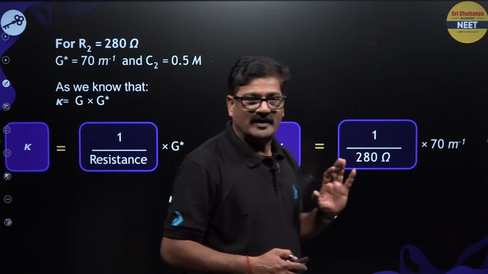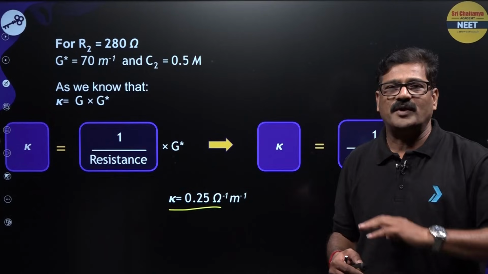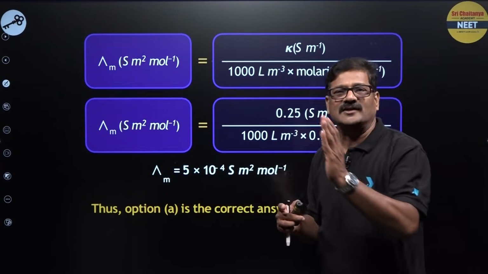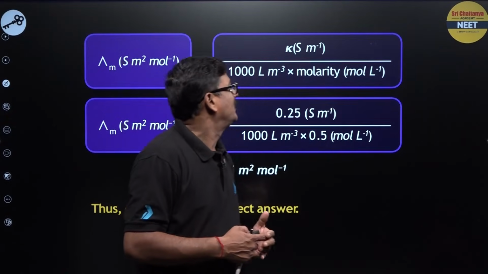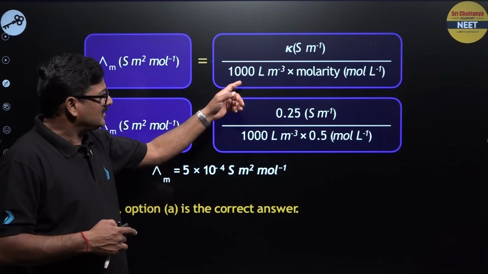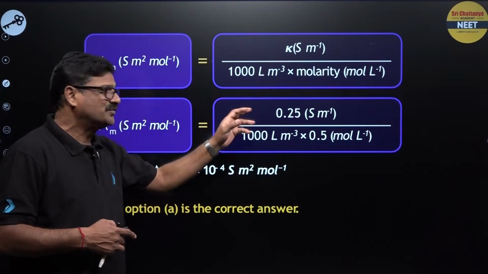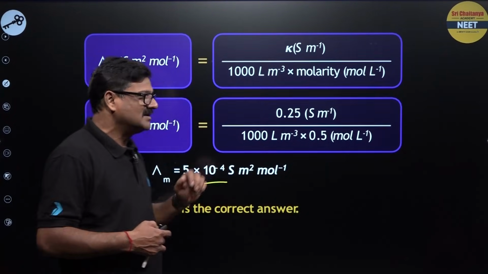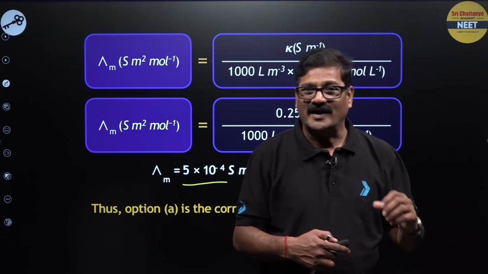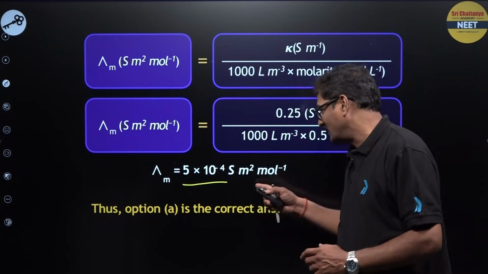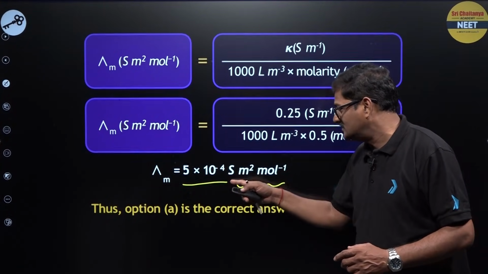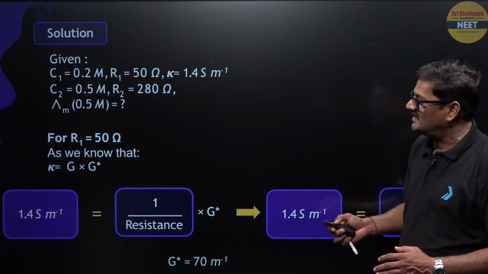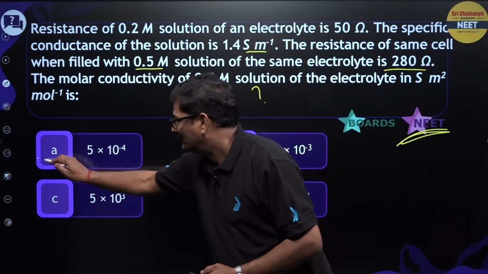When you have this 0.25, you can plug into the molar conductance formula: K into 1000 by molarity. Since we convert to liters, 1000 comes below, so 0.25 into 1000 by 0.5. On solving, you are going to get 5 into 10 raised to negative 4 Siemens meter square mole inverse. This dimension is also very important, so from this question, I say option 1 is the correct answer.